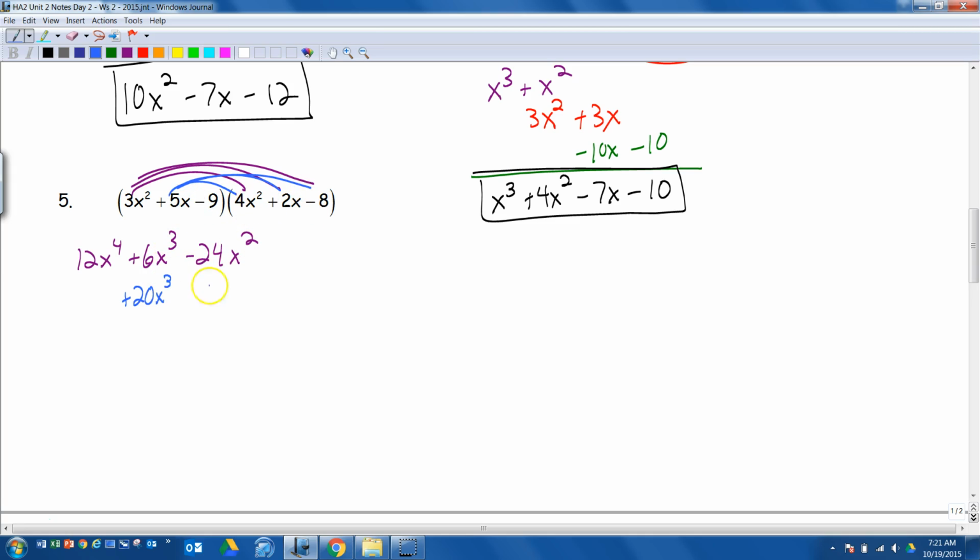5 times 2 is 10x squared. I'll put that one right here. And then 5 times negative 8 is minus 40x. All right. Last piece.